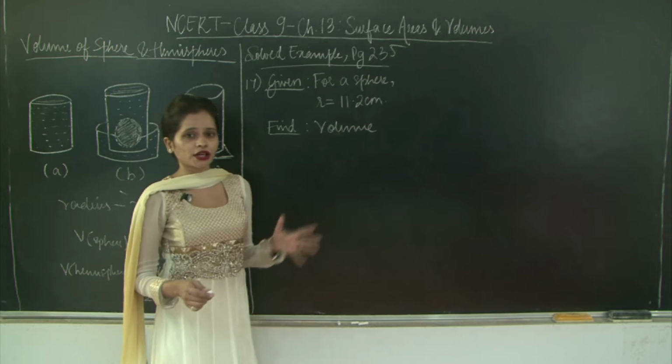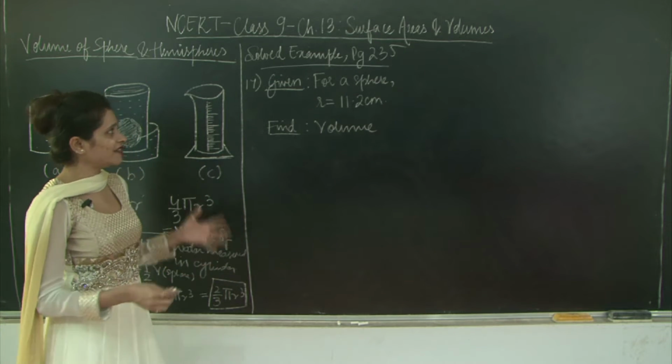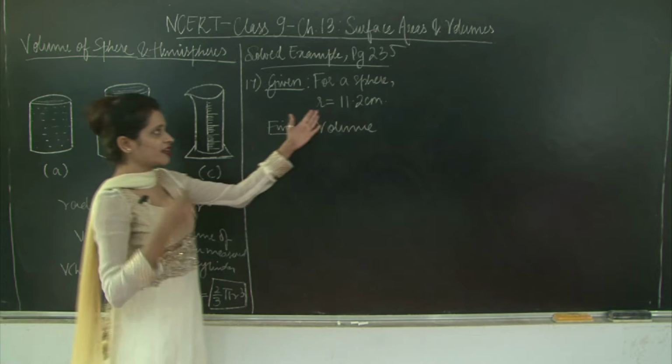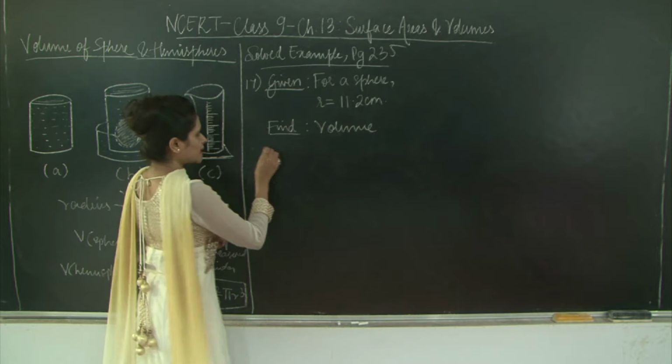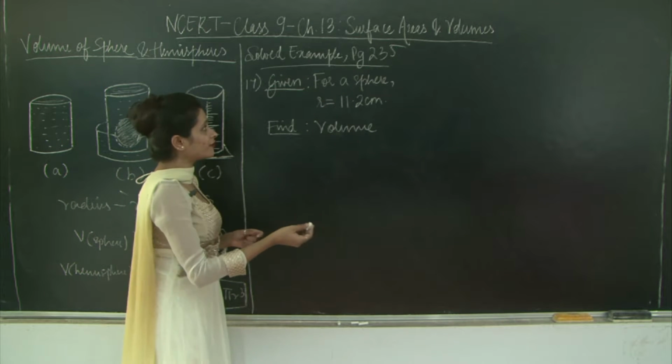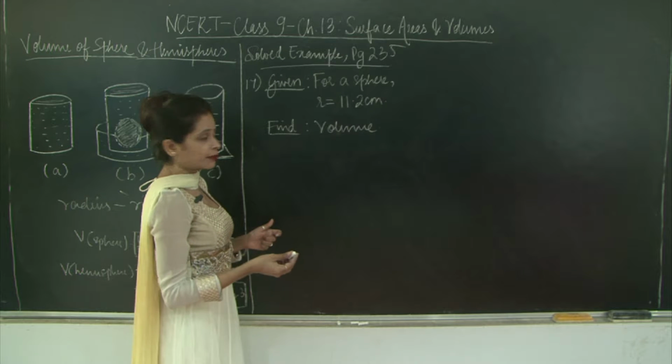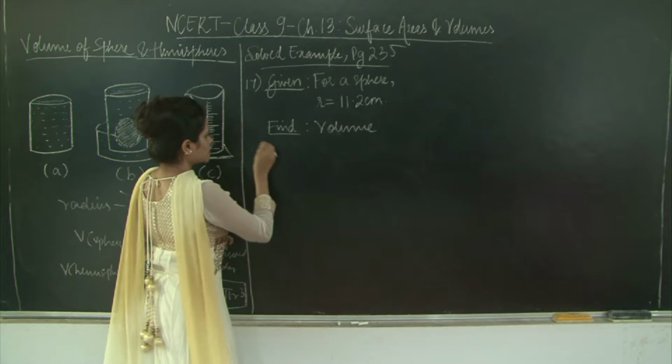So now we are going to take a look at a solved example on page 235. Very simple question. Here we've been given the radius of a sphere. We need to find the volume. So without wasting time, we will just substitute the value of R into the formula for volume of sphere, which is 4 upon 3 pi R cube, and we will find the answer. So I'll say solution.